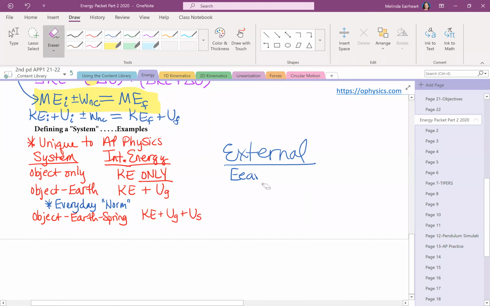Make sure you check my spelling today. The earth is external and the springs would be external. What that means is these external forces would be doing non-conservative work. Okay.